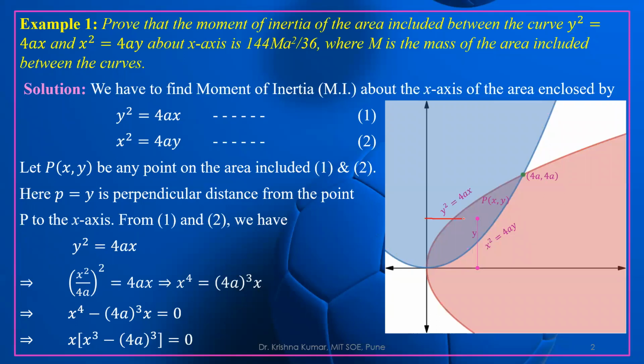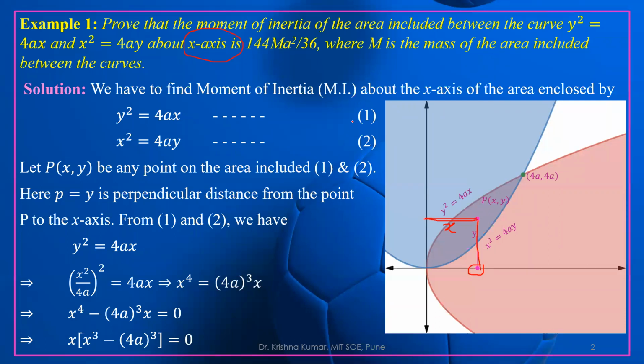Suppose the question comes: what is the moment of inertia about the y-axis? Then we can also find the moment of this area with respect to y. So clearly, if we are solving one question, a second question can automatically be generated. Here we want the moment of inertia about the x-axis, so the distance is y. If the question asks about the y-axis, then the perpendicular distance will be x instead of y. So the procedure is similar, only the value changes.